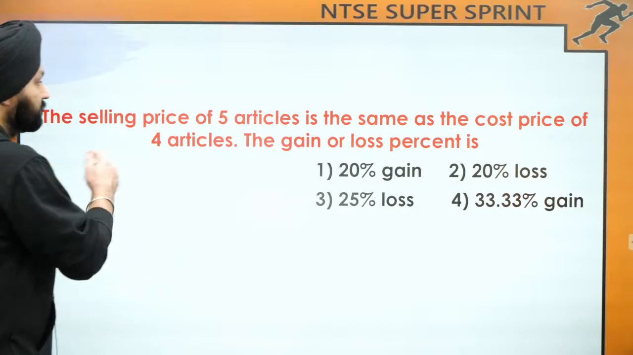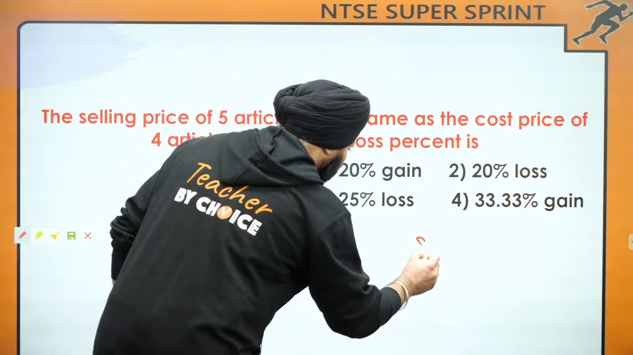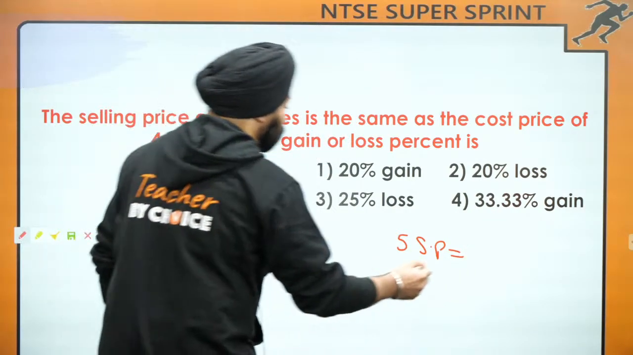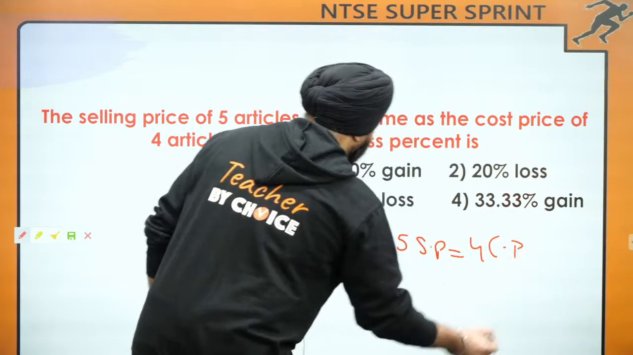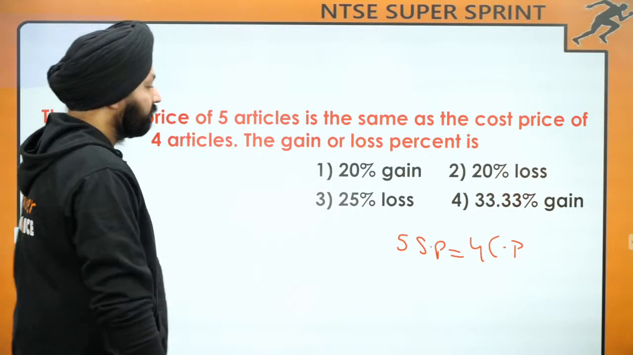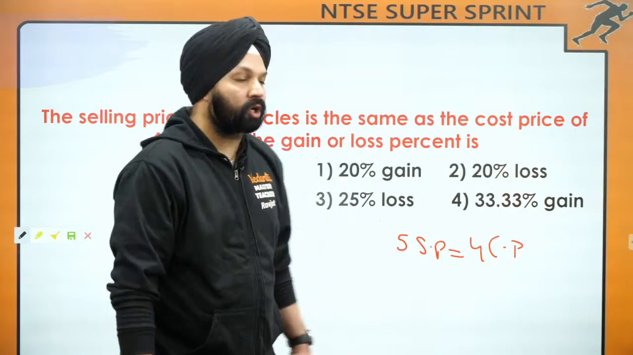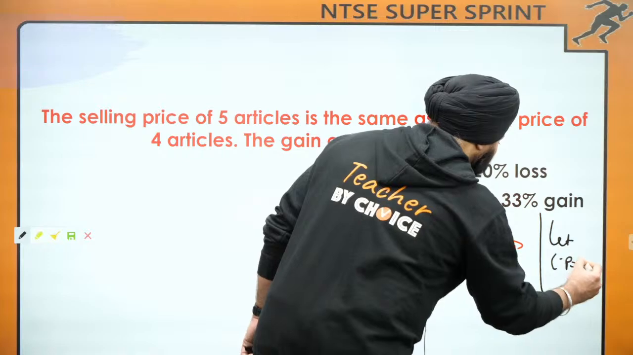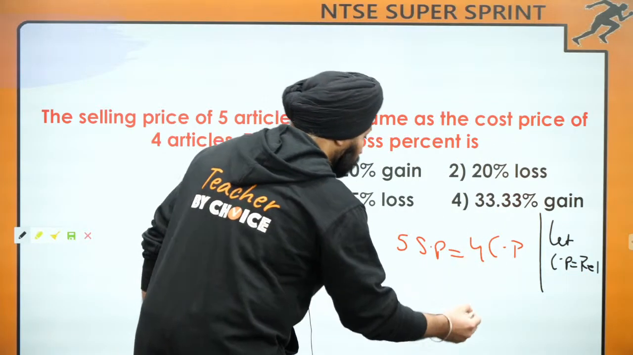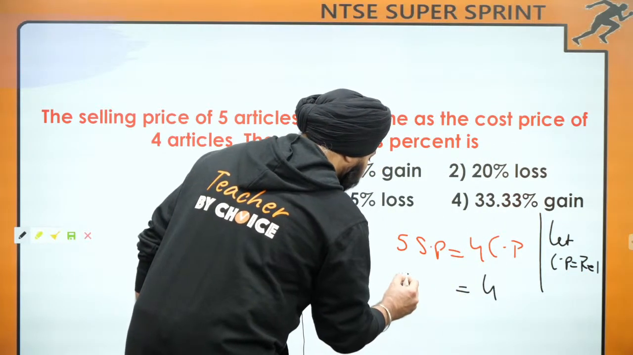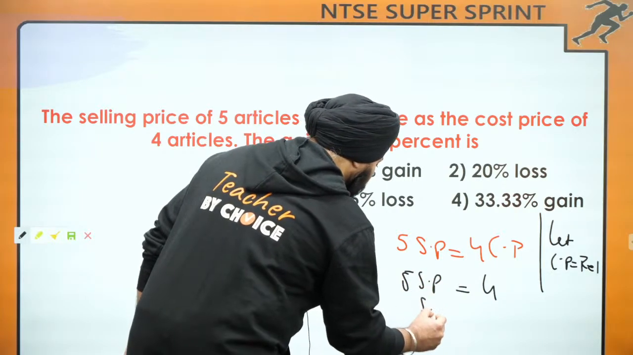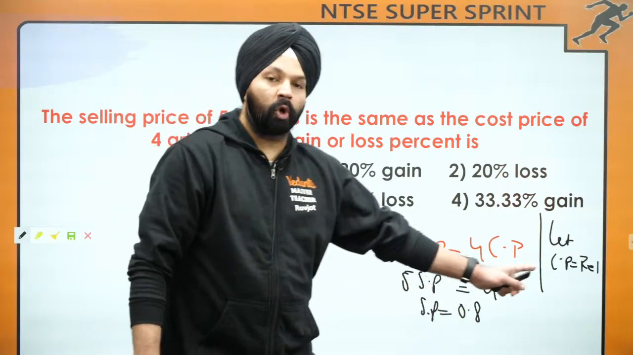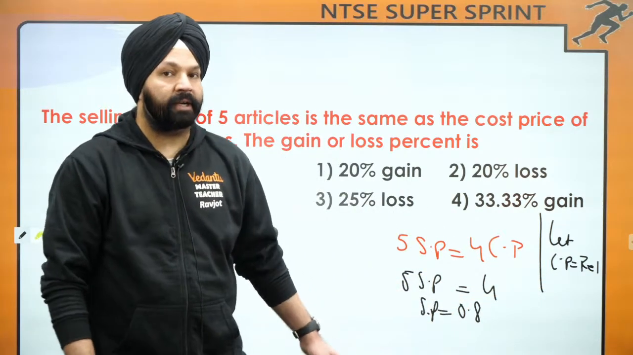चलिए देखिए. So selling price of 5 articles is same as that of the cost price of 4 articles. Whenever such an equation is given, always start from cost price. Let cost price be 1 rupee. तो 4 का cost price कितना होगा? 4 rupees. ये 5 का selling price है, तो selling price कितना बन गया? 0.8.